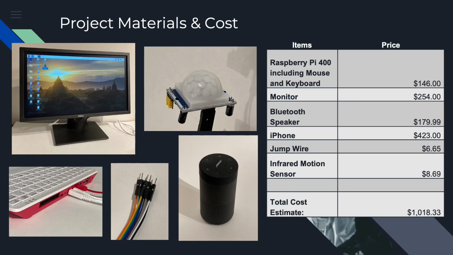For our project materials and cost, we have several project materials including the Raspberry Pi, monitor, Bluetooth speaker, iPhone, jump wire, and infrared motion sensor. Some of these items we already previously owned, including the iPhone, Bluetooth speaker, and monitor, but some items we had to purchase on our own, including the jump wire, infrared motion sensor, and the Raspberry Pi 400. The Raspberry Pi 400 actually includes the mouse and keyboard within it.